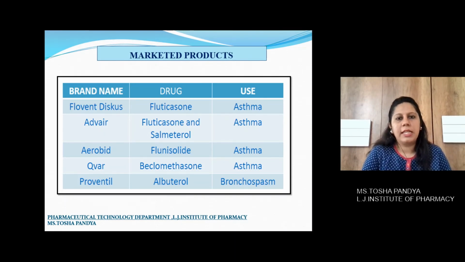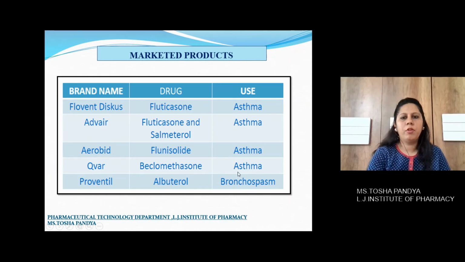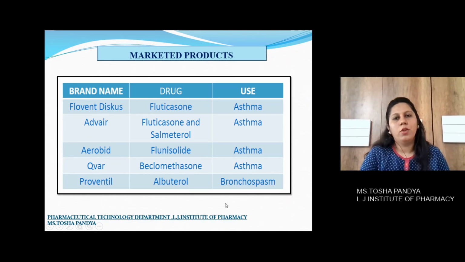You must have seen the asthma spray, which is fluticasone. Then you have a combination of fluticasone and salmeterol spray for asthma. So majorly you have marketed aerosol products which are used for asthma, and you have albuterol, which is used for bronchospasm. So I hope you are very clear with the pharmaceutical aerosol, the components and the manufacturing process, and the different quality control tests the aerosol must pass.